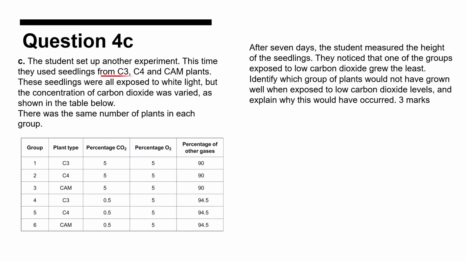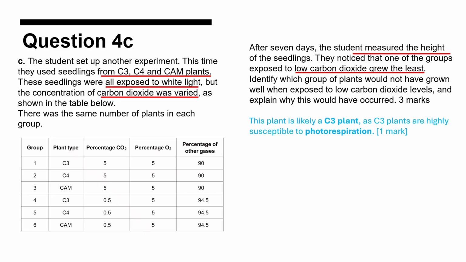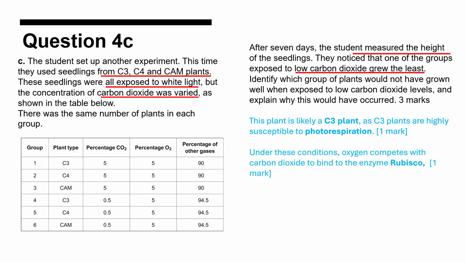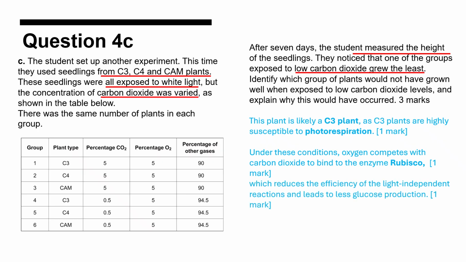In an experiment with varying carbon dioxide concentrations, seedlings from C3, C4, and CAM plants were exposed to white light. After 7 days, the group with the least growth was the one exposed to low CO2. This plant is likely a C3 plant, as C3 plants are highly susceptible to photorespiration. Under these conditions, oxygen competes with carbon dioxide to bind to the enzyme rubisco, which reduces the efficiency of the light-independent reactions and leads to less glucose production.